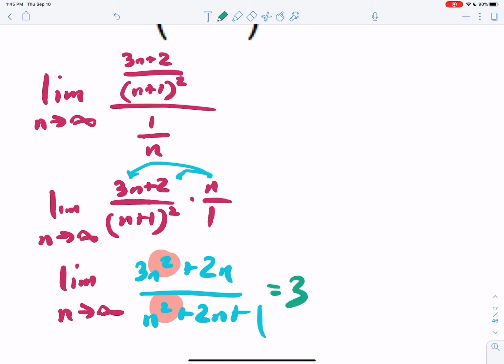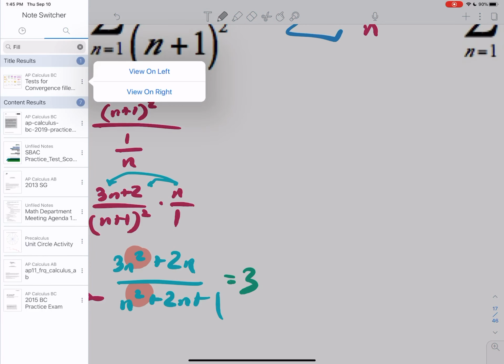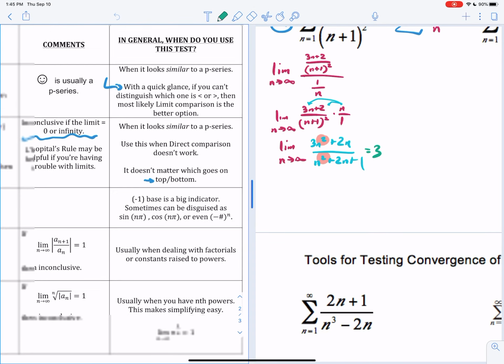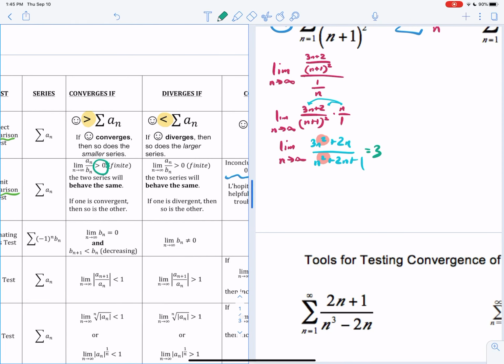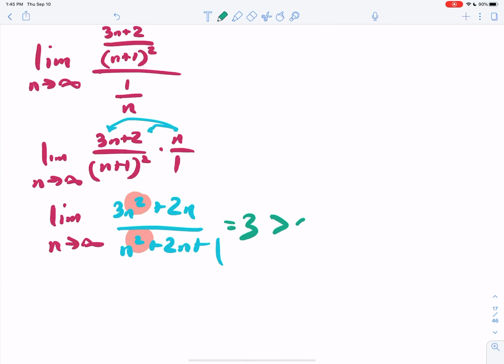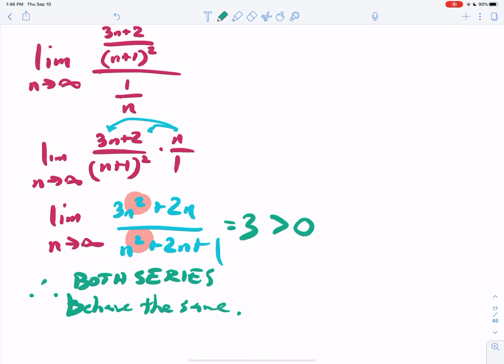All right, what does that mean? Remember, if we go back to this test, the limit comparison test states that as long as the limit comes out positive and finite, both series will behave the same. So look, check it out: 3, definitely positive. Therefore, both series behave the same. So if one series converges, the other one will converge as well. If one series diverges, the other one will diverge as well. This is not a conclusion yet. We've just proven that these two series that we wrote down will behave the same.